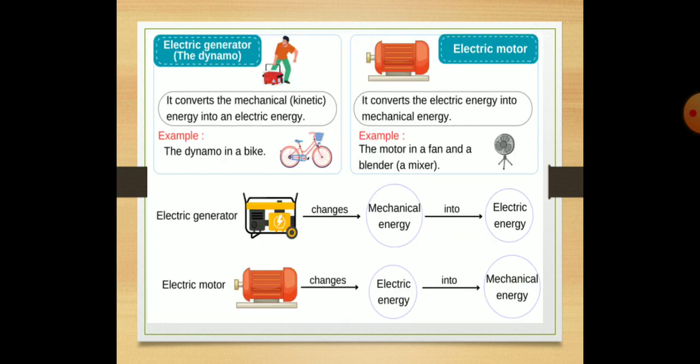Number two, the electric generator or the dynamo. It converts the mechanical energy into electric energy, such as a dynamo in a bike. Number three, the electric motor. It converts the electric energy into mechanical energy, such as a motor, a fan, and a blender or mixer.